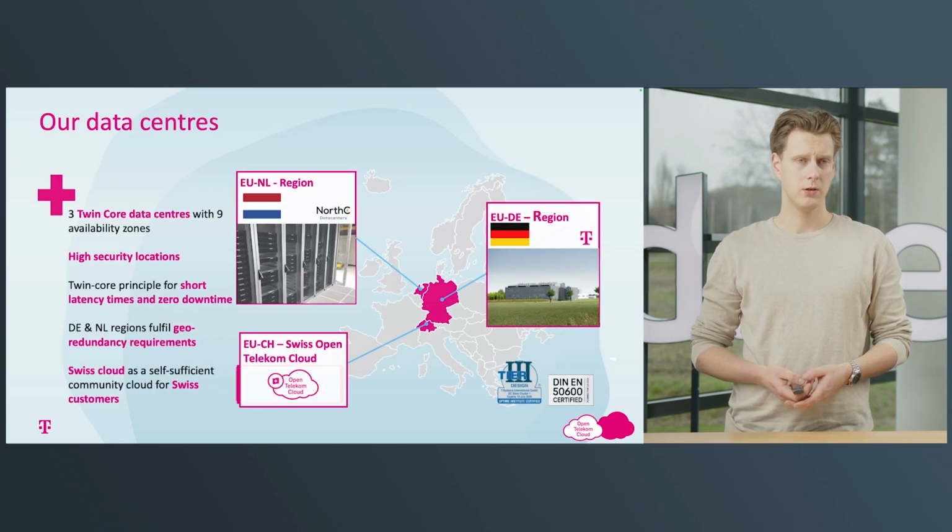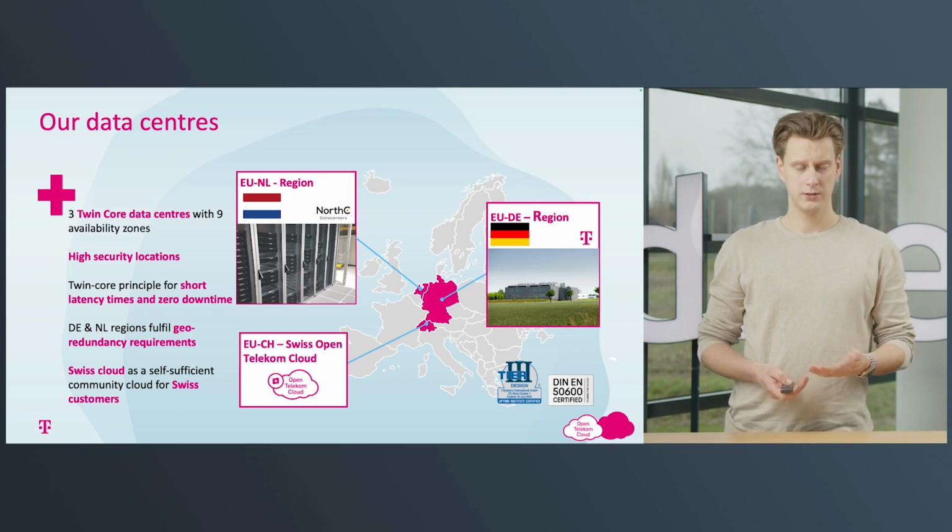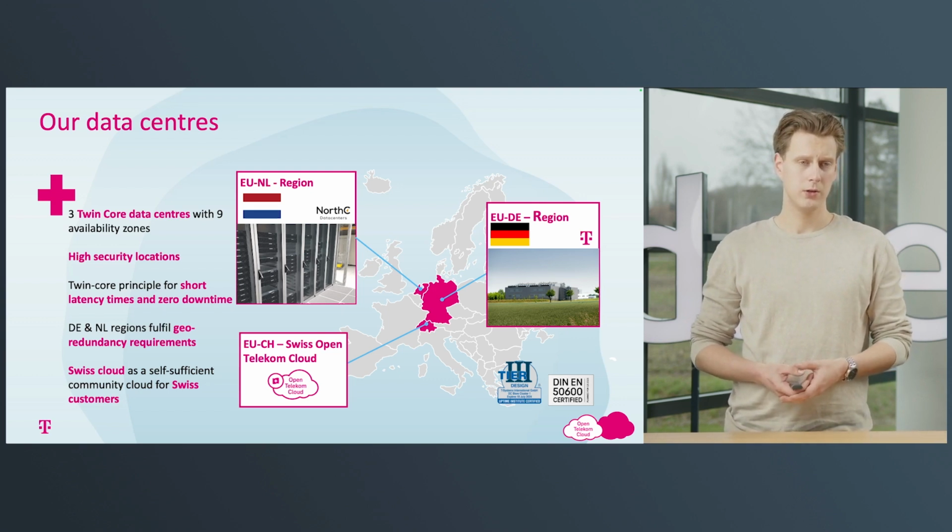The data centers of the Open Telecom Cloud are located in Amsterdam, Magdeburg and Biere. That means only in Germany and the Netherlands. And you as a customer can also decide where you want your cloud to be located.